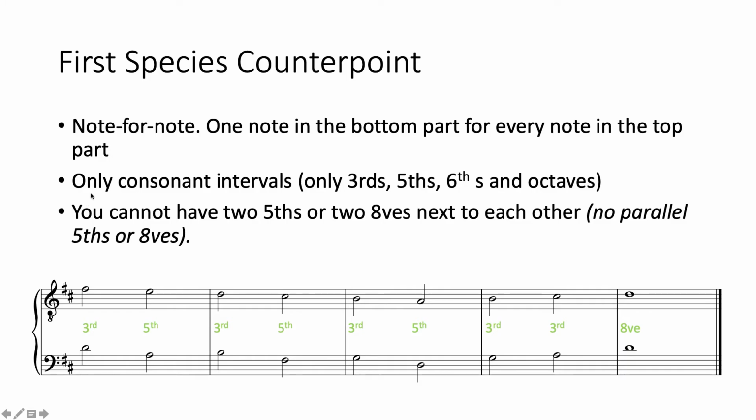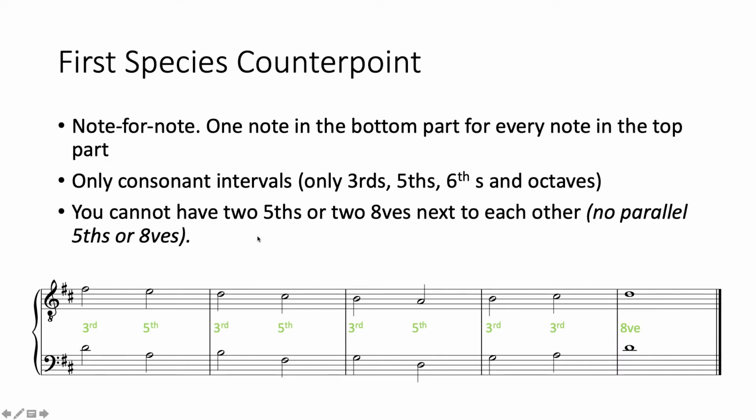It only uses consonant intervals, so only those intervals which are stable. Those are thirds, fifths, sixths, and octaves, or unisons. We can see that Pachelbel does that here. It's only thirds, fifths, and octaves. He doesn't include any sixths, but fine.